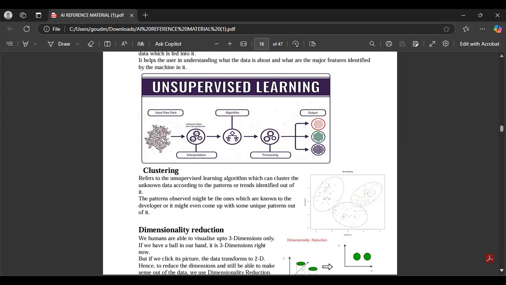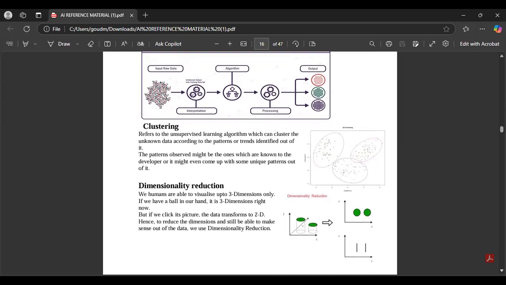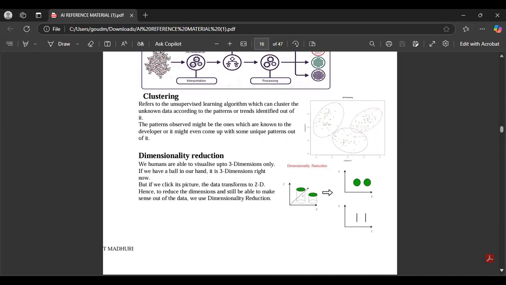Supervised learning uses labeled data, and there we have two types: classification and regression. In unsupervised learning, we give unlabeled data, and here the two types are clustering and dimensionality reduction. There is a scope for 4 marks from these, children. Please concentrate on this topic also.